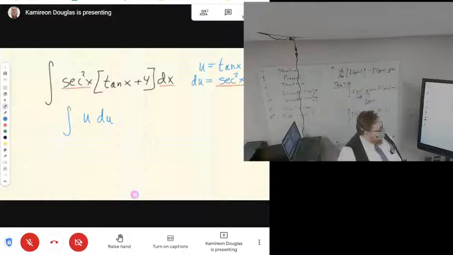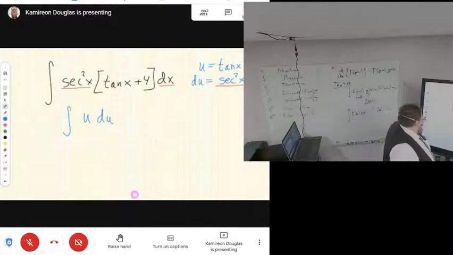Now, if I had just chosen tangent, I'm actually still able to do this problem. It looks a little different. I'll show you in a second what it looks like. Alright, ready?